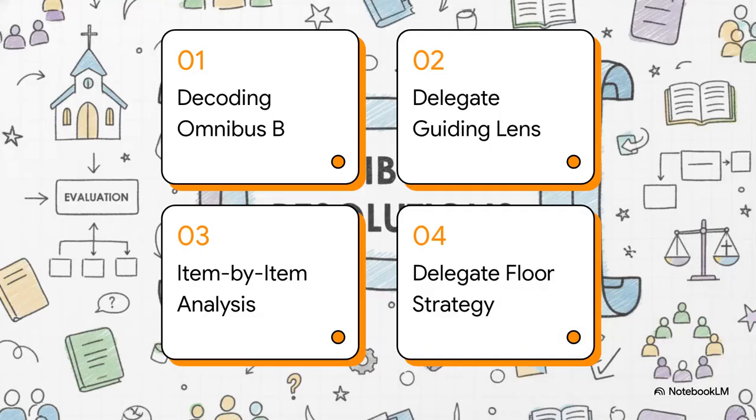Okay, here's our agenda so you can follow right along in your Today's Business Issue 1 workbooks. We're covering 1. Decoding Omnibus Resolution B, 2. The Delegate Guiding Lens, 3. An item-by-item analysis, and 4. The Delegate Floor Strategy. Let's get right into it.